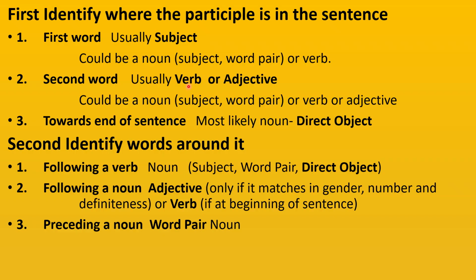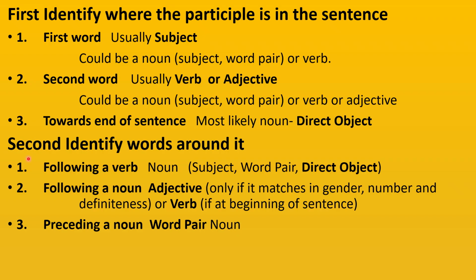But again, these are not conclusive. These are just ideas to begin with. If the participle is towards the end of the sentence, it's most likely the direct object of the sentence. So these are some possible tools that you can use to identify the participle. That's what we're talking about here: how to identify the participle.